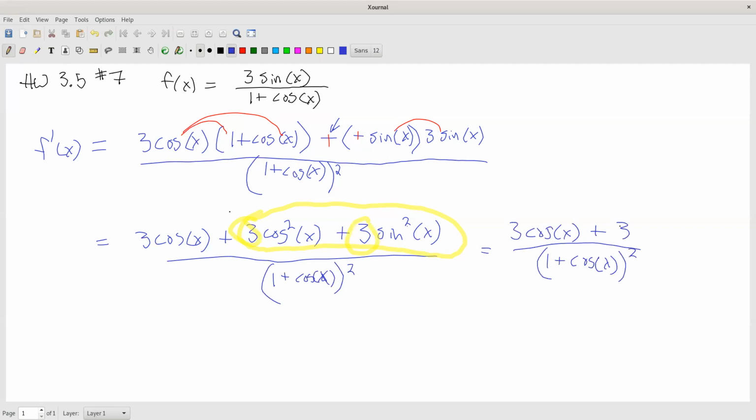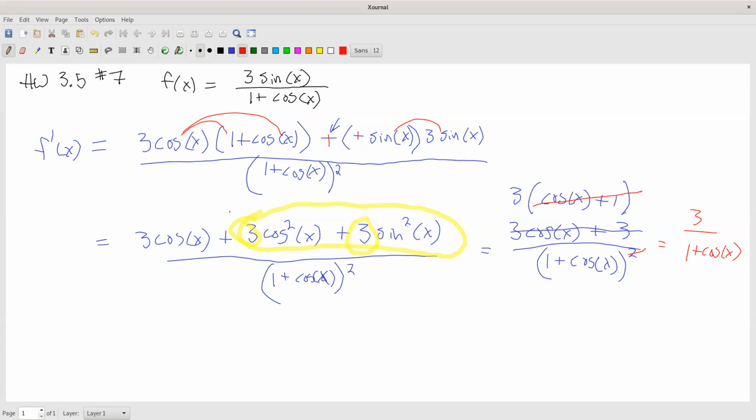If I factor the 3 out of the numerator, then that right there becomes 3 times cosine of x plus 1, which is going to cancel with the 1 plus cosine of x in the bottom, right? Because it doesn't matter the order we add. So this right here is going to cancel with one of those, so I no longer have a square there. So it looks like I get 3 over 1 plus cosine of x as the final result. Wow, that cleaned up quite a lot.